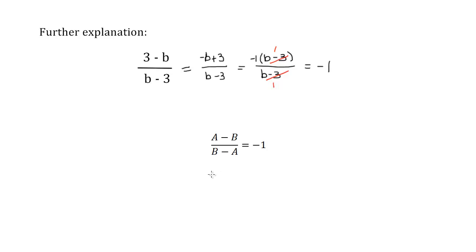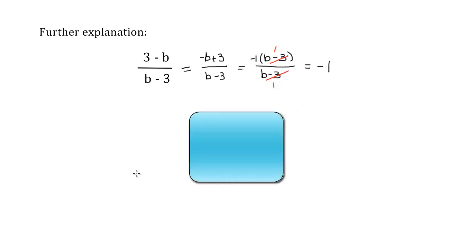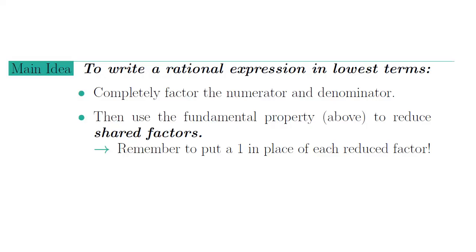So that's just for people that might want a little further explanation of why this 3 minus b over b minus 3 is equal to negative 1. And like I said before, it's true for all numbers. A minus b over b minus a always simplifies to negative 1. Let me state again that in order to write a rational expression in lowest terms, we first completely factor the numerator and the denominator, and then we use the fundamental property of rational expressions to reduce any common factors.